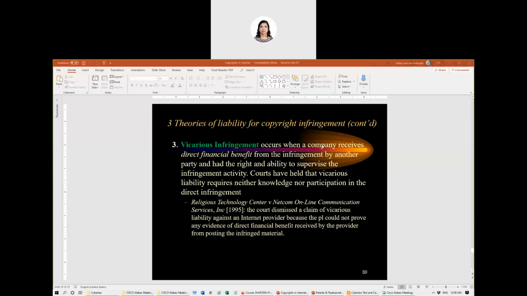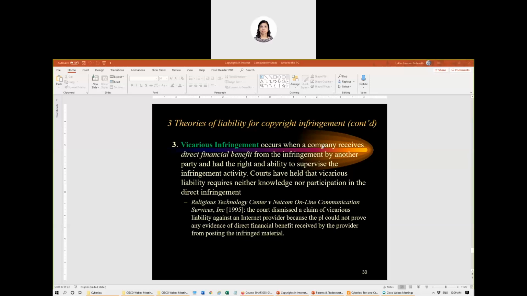So, similarly, with copyright infringement, you can become vicariously liable through this third category of liability. So that is something to be careful of. Okay, now, in the case of Religious Technology Center versus Netcom Online Communication Services, what did you see? The court here did not want to make a decision saying that there was vicarious liability against the internet provider, because the plaintiff could not prove that there was some kind of direct financial benefit received by the internet provider from posting the infringing material. So, because the plaintiff could not prove that, the court did not decide that there was vicarious infringement.